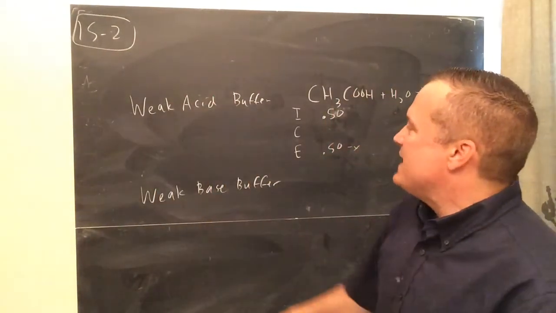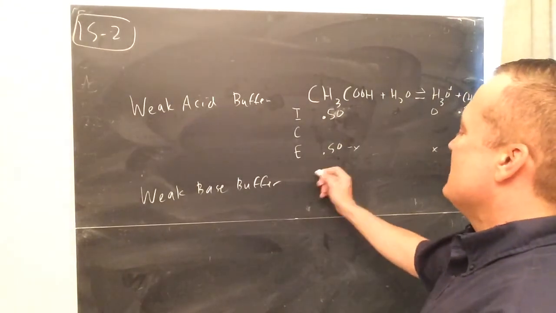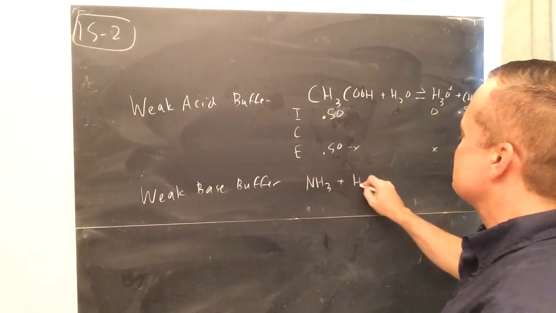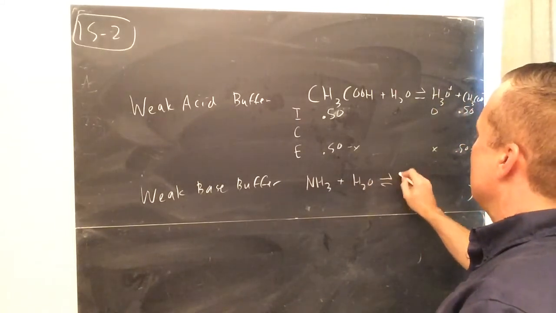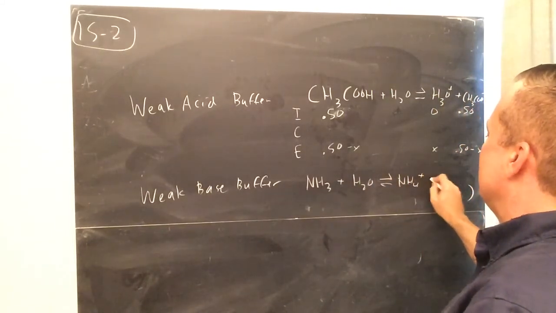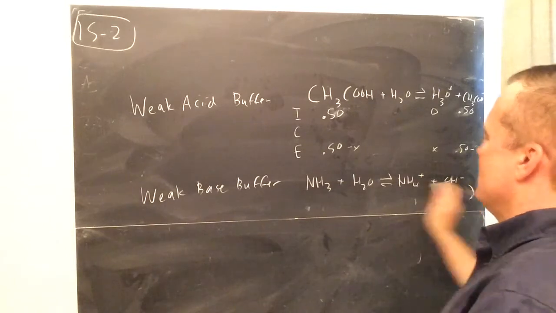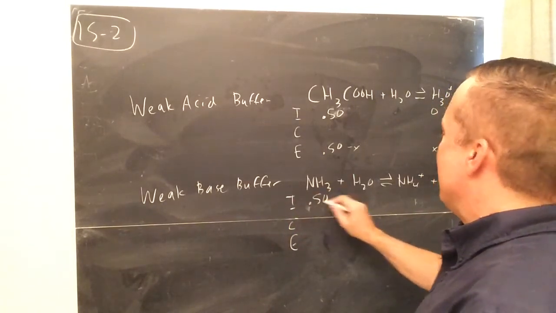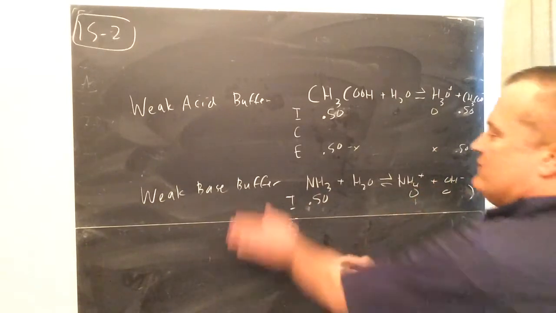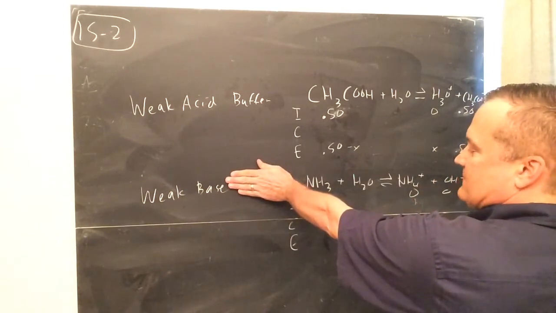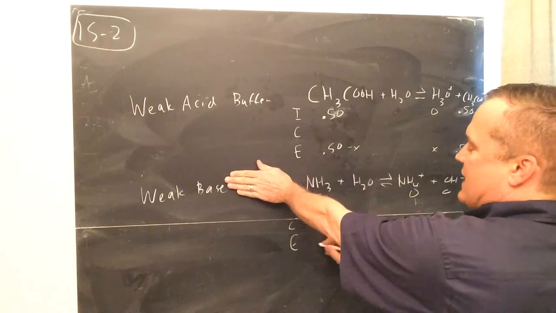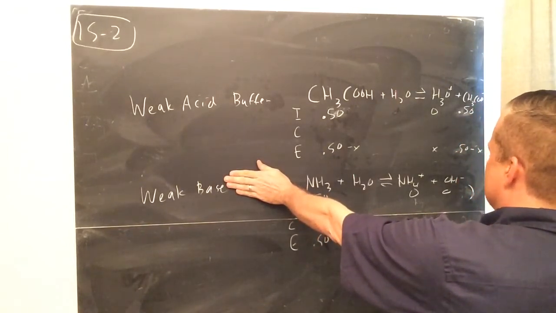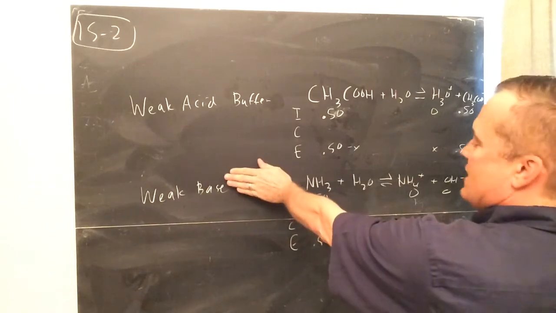Okay, a weak base buffer is very similar. So again, I'll just take ammonia, because that's the most common one you're going to see. And in that ammonia system, you have ammonium and you have hydroxide. If I only had ammonia and none of this, that would just be a weak base system. And down here it'd be 0.50 minus X, same deal. And then X and X. I didn't do the change there.